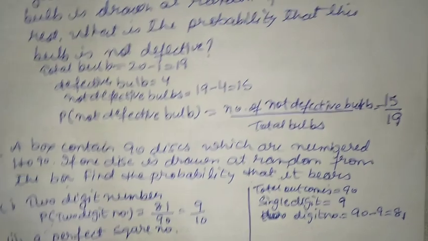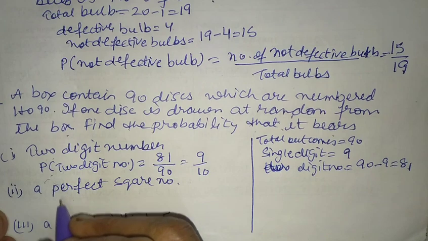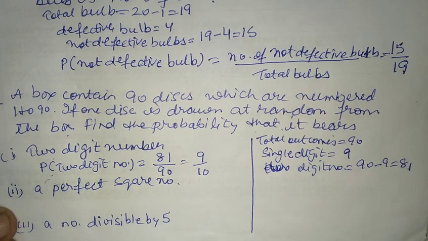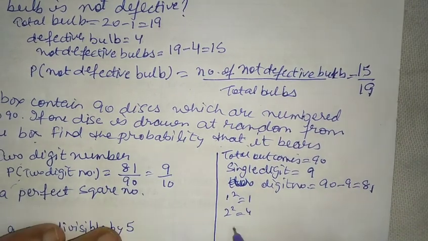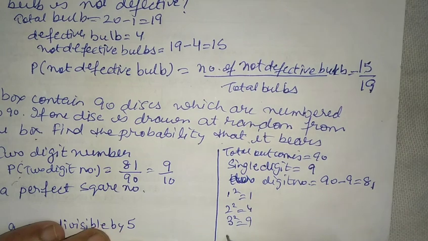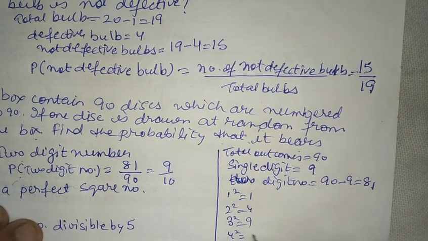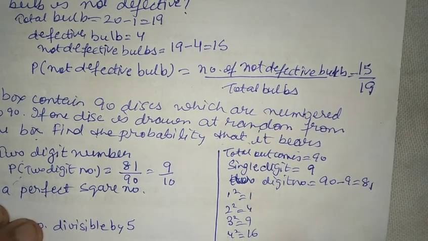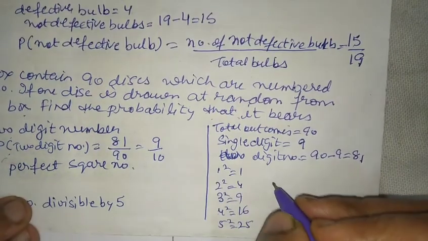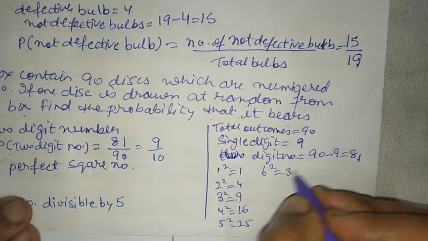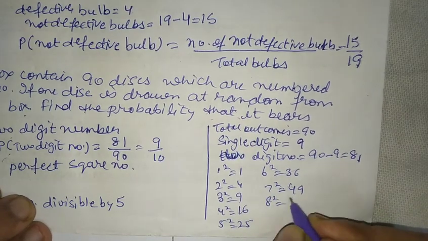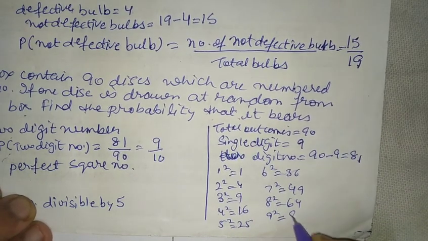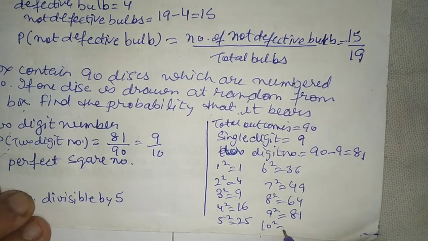Now the second part says the probability that the disc bears a perfect square number. So we know from 1 to 90 the perfect square numbers are: 1 square, that is 1, 2 square, that is 4, 3 square, that is 9, 4 square, that is 16, 5 square is 25, 6 square is 36, 7 square is 49, 8 square is 64, 9 square is 81, and 10 square is 100.